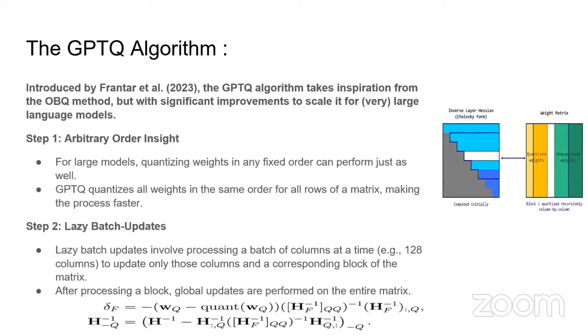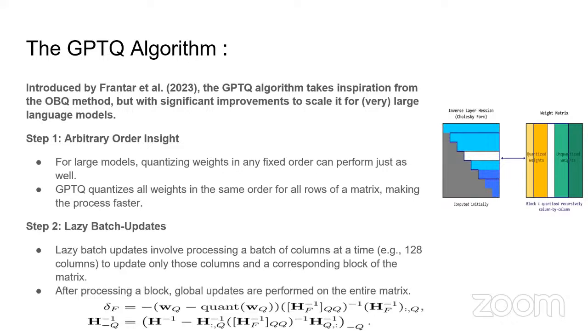First is arbitrary order insight. For large models, GPTQ leverages the finding that quantizing weights in any fixed order yields comparable performance. Therefore, GPTQ quantizes all weights in the same order for each row of the matrix, significantly speeding up the process.